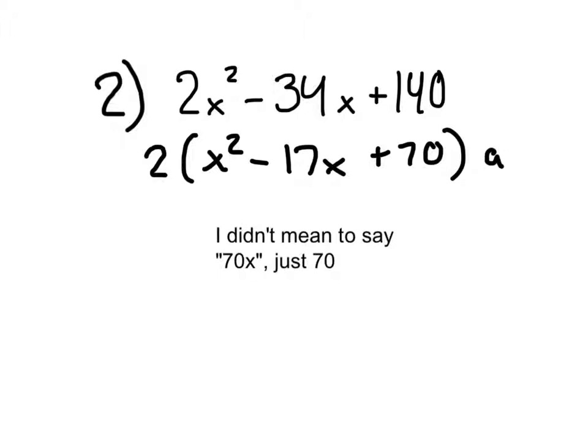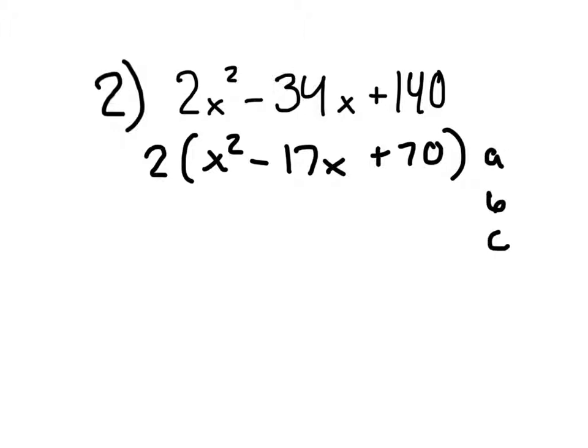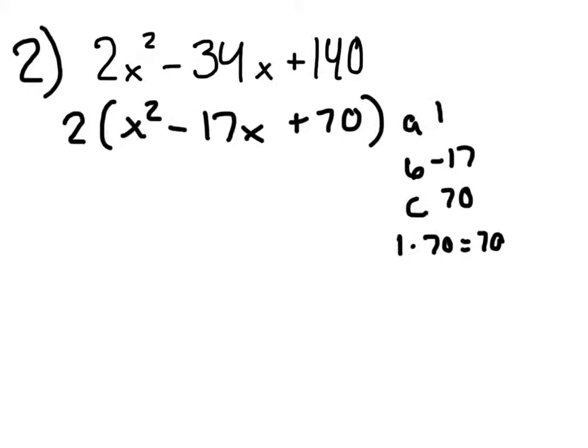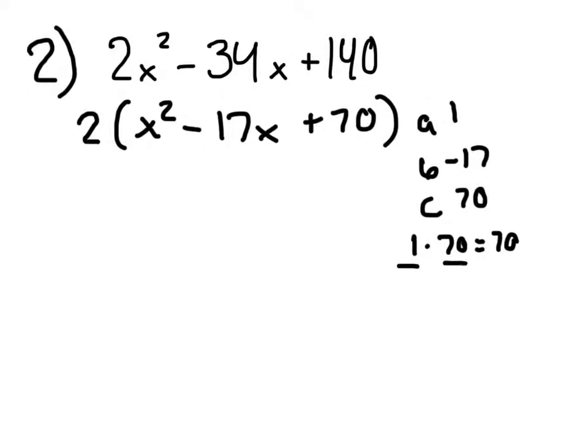So you put A, B, and C. And the values are 1, negative 17, and 70. So now we multiply A by C. So you put 1 times 70, and that equals 70, obviously. So let's check our B and see what that is. So since B is negative again, and the 70 is positive, we're going to make these two negative in factoring. So we'll put negative 1 times negative 70, and that would equal 70.